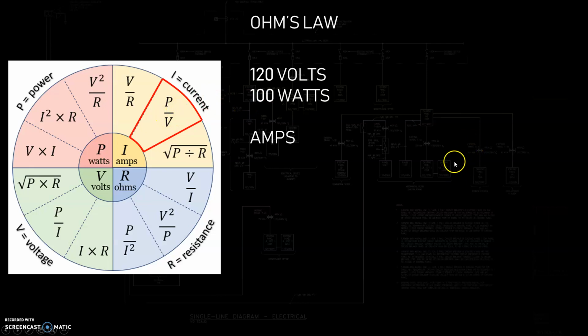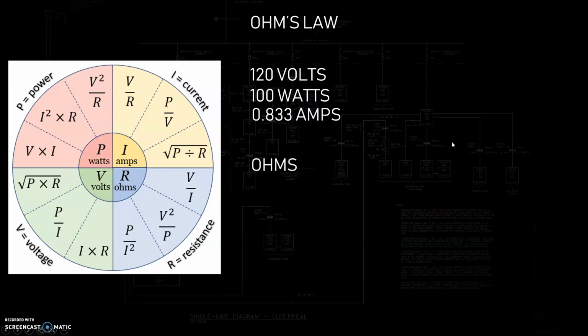P divided by V, watts divided by volts, right? So we'll take our 100 watts, divide by 120 volts, and of course that gives us 0.833 amps. Okay, that was pretty easy with that Ohm's law wheel, no big deal. So let's file that up here. Maybe we can use that later, right? In fact, we're going to use it here on this next step.